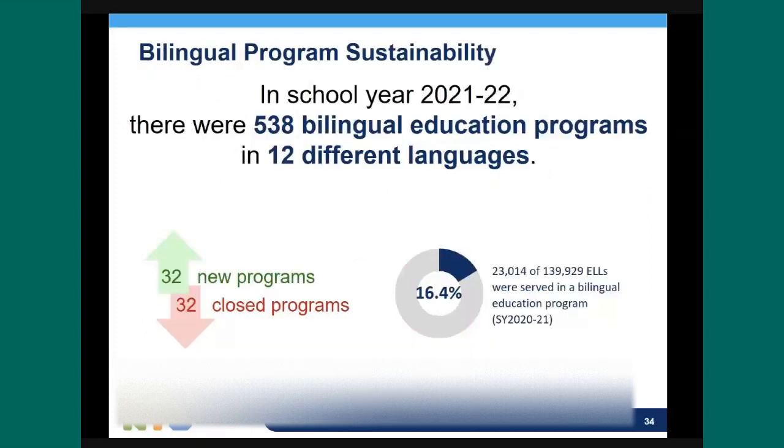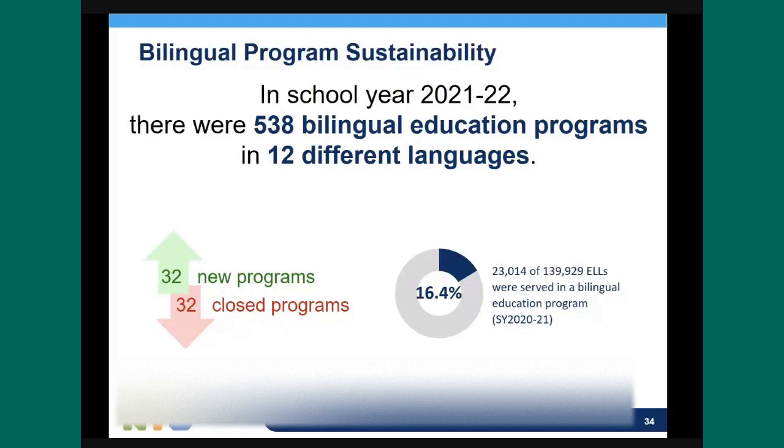In 2022, there were 538 bilingual education programs in the city in 12 different languages. And so we have this great opportunity that there are these existing bilingual education programs. But in the chat, people have brought up, how are there opportunities to start new programs? How can we support more students' access? So we have a challenge where citywide, we were able to open 32 new programs last school year, but at that same time, 32 bilingual programs closed.